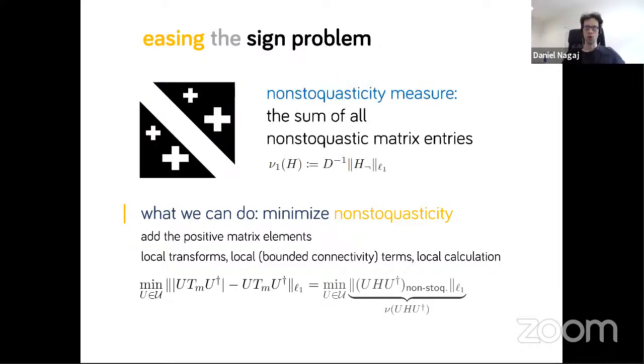So again, what we're doing is we're checking whether our local transformation is improving the measure of non-stochasticity, which is the sum of all non-stochastic matrix entries, which means the positive off-diagonal elements. And then we're minimizing it, so searching for the best local transformation that minimizes this non-stochasticity measure.